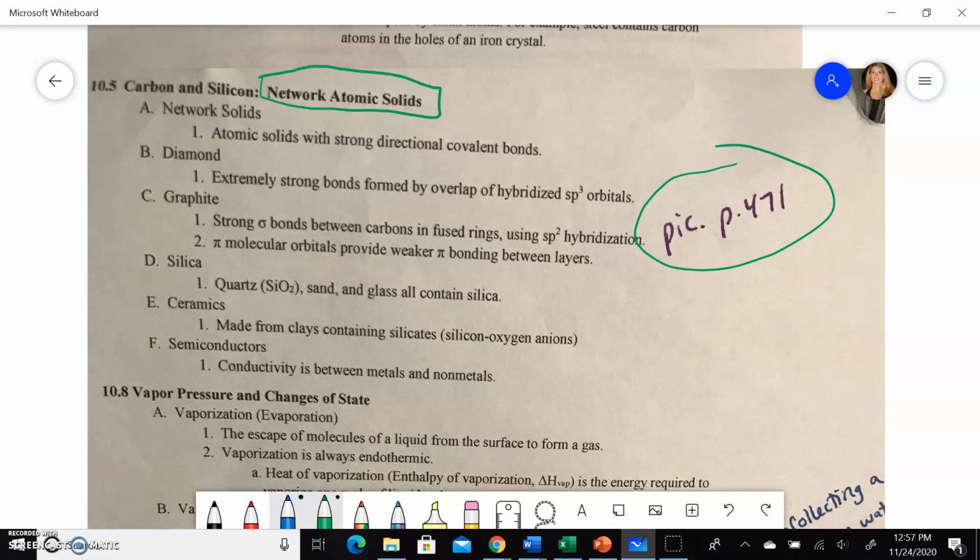Silica is another one. In fact, a lot of things that have silicon in them are going to be network solids, so watch out for that as an example. Like sand and glass, they all are made up of some kind of silicon compound. Ceramics, and then semiconductors as well. So, like I said, just be familiar with some of these examples. And that's it for today.